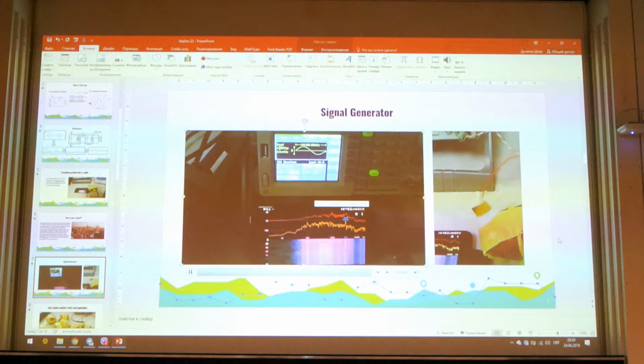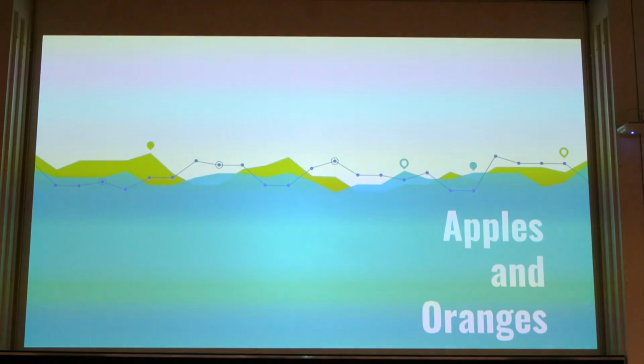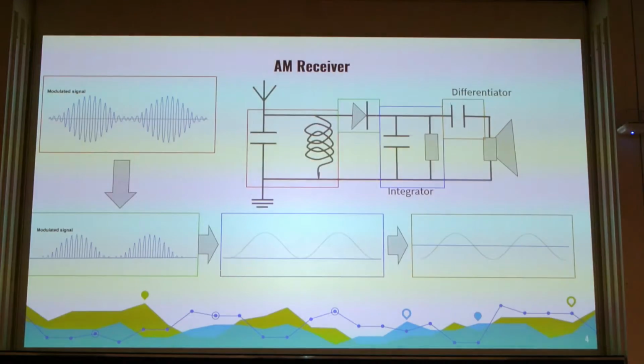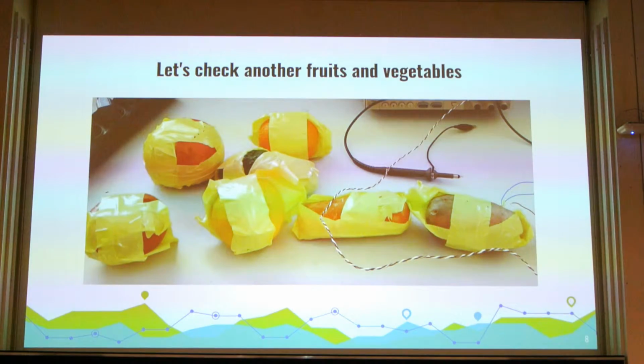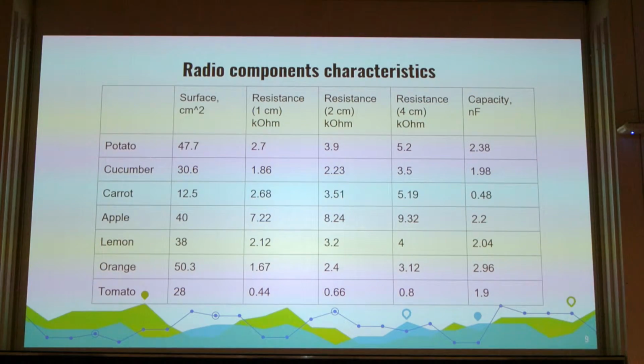So when we already have our radio working, the question is to try to use other apples, oranges, and other stuff. So our pickups were potato, cucumber, carrot, apple, lemon, orange, and tomato. There we have different surfaces of the cut, different resistance at 1 centimeter, if I put electrodes 2 centimeters wide, etc., etc. But they were really similar.